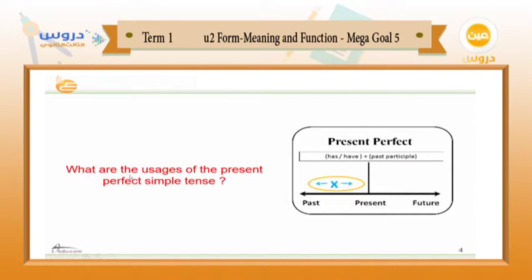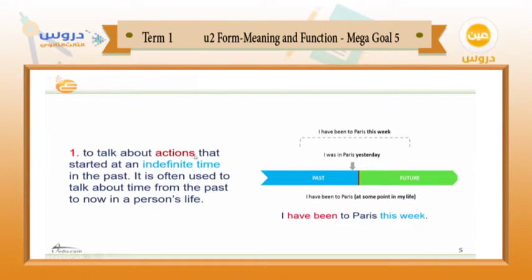So what are the usages of the present perfect simple tense? To talk about actions that started at an indefinite time in the past. It's often used to talk about time from the past to now in a person's life. So here, the action started at an indefinite time, unknown time. We don't know when. So this is the first usage.